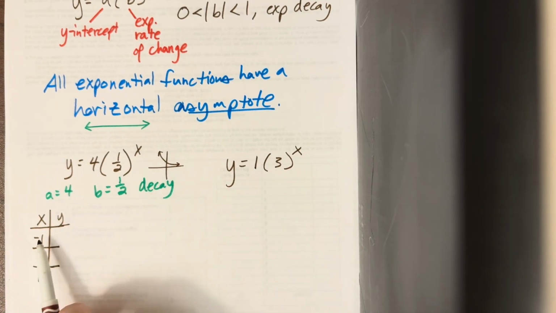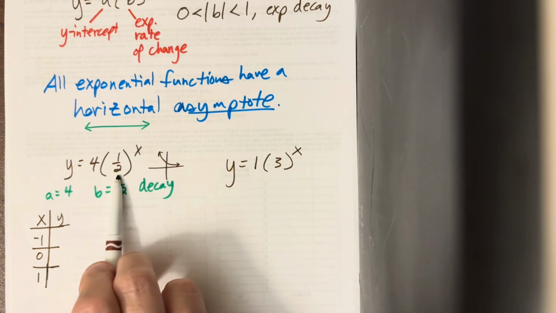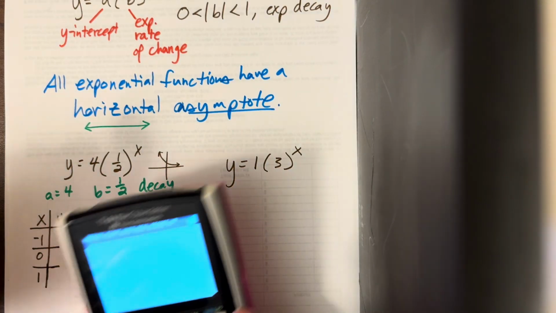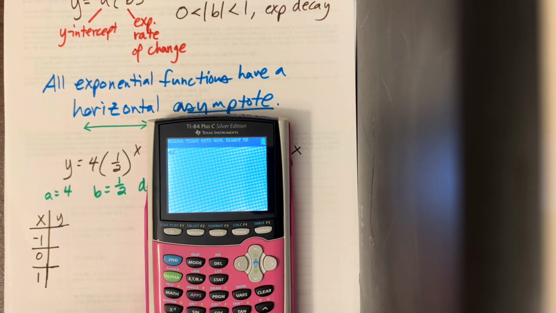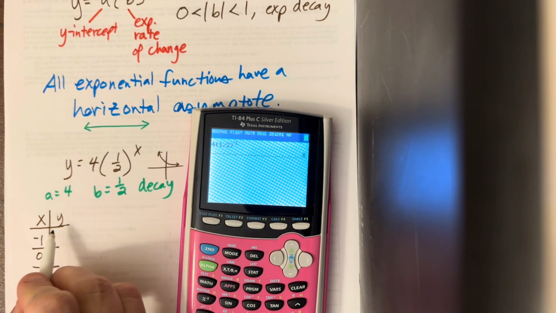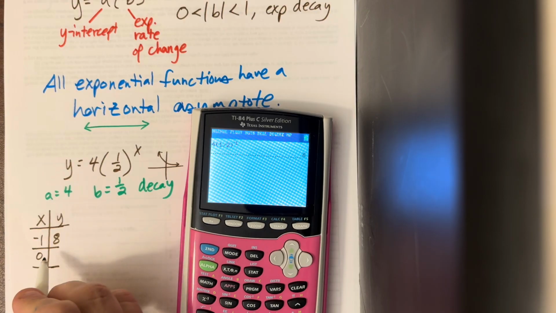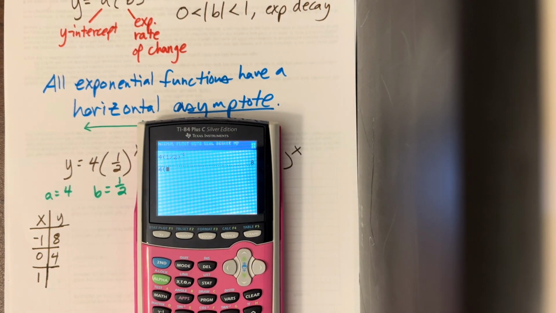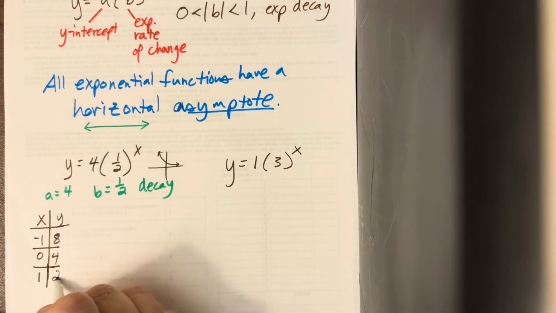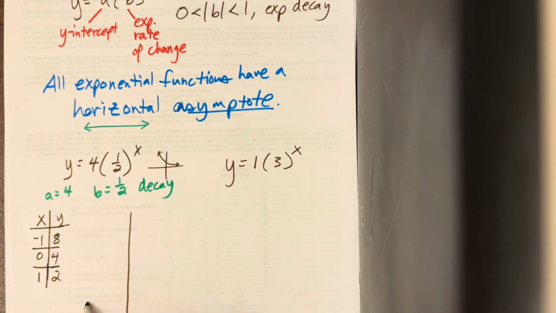So if I plug these values in for x, I have 4 times 1/2 to the -1. You can do the math, or you can use a calculator to help you. Let's see. We get 8. All right. I know the y-intercept is 4, and if you're unsure, 4 times 1/2, not 1.2, to the 0 is 4. I can also calculate 4 times 1/2 to the first, and I get 2. So now I have a couple of points that I can go ahead and graph pretty easily.